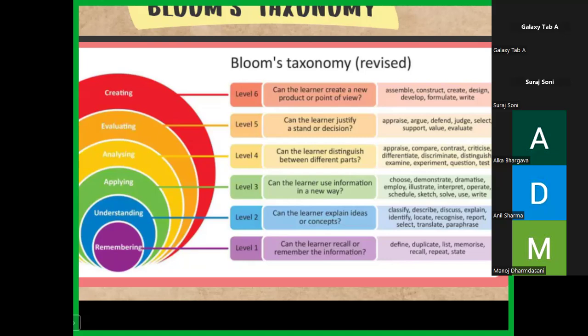What you can see in the last column, where for remembering we have defined, duplicate, list, memorize, recall, repeat kind of things. Then for understanding you have classify, describe, discuss, explain kind of things. Applying you have choose, demonstrate, illustrate, interpret kind of things. Analyzing you have apprise, compare, contrast, criticize, differentiate kind of things.